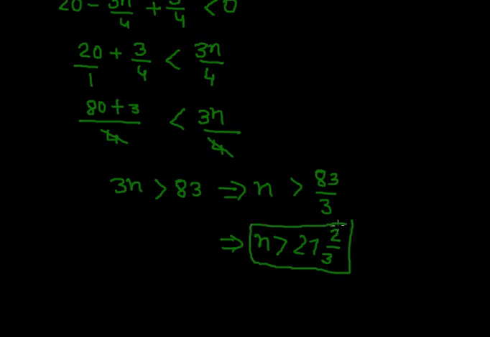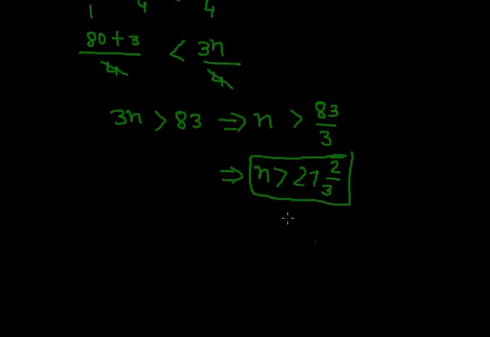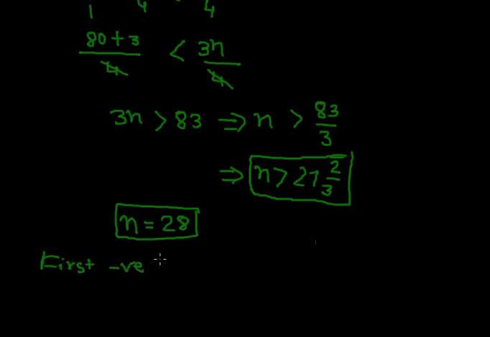Now what does this expression say? This expression says that the value of n should be greater than 27 2/3. Now terms are in integers, so the value of n should be greater than 27 2/3. The integer just above 27 2/3 is 28. So the first negative term would be n equal to 28, or we can say that our first negative term would be the 28th term.